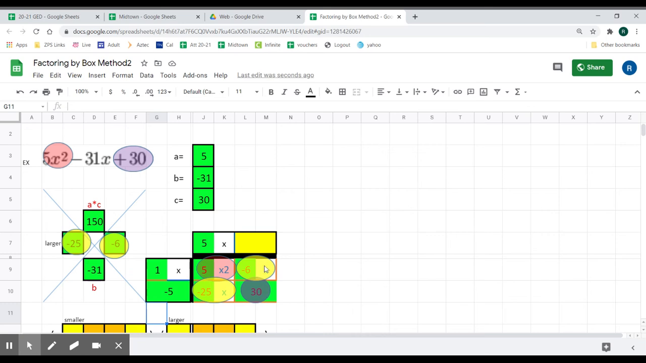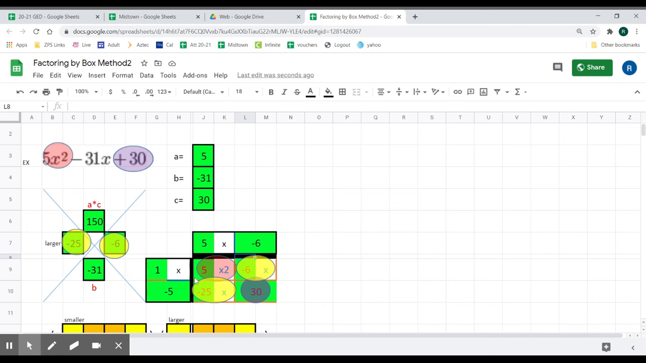And looking at these two, what do they have in common? They both have a 6, but if I take a look going this way, this is a negative 5 and this is a 30, so this would have to be a negative 6. They both have a negative 6 in common. So negative 6 times a negative 5 gives me a positive 30, and 1 times a negative 6 gives me a negative 6. 1 times 5 gives me 5, if I multiply going across or going up.